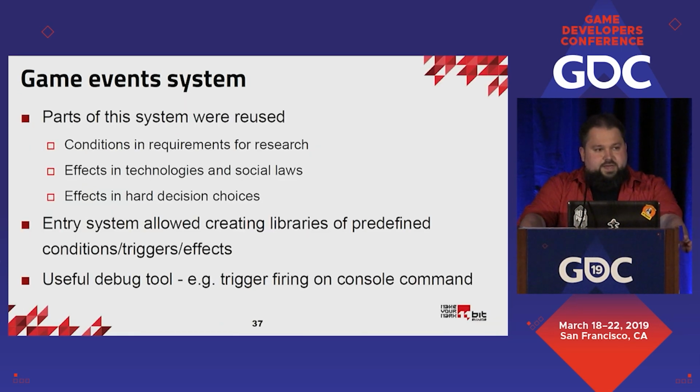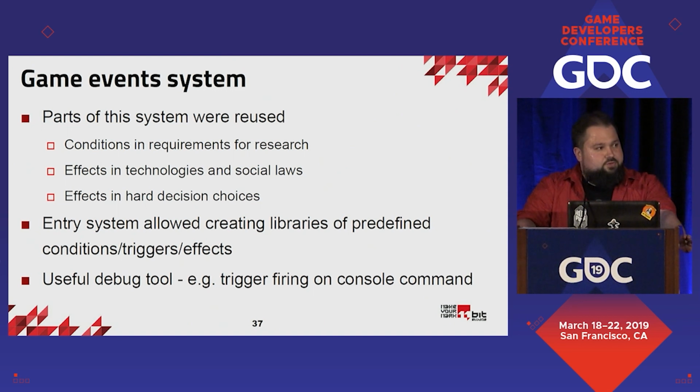We reused parts of the system, so the conditions were used in requirements for research. The effects were used in technologies and in policies that the player could introduce to the city. And the effects, of course, were used in hard decision choices. So the parts of this system were spread through the whole game.